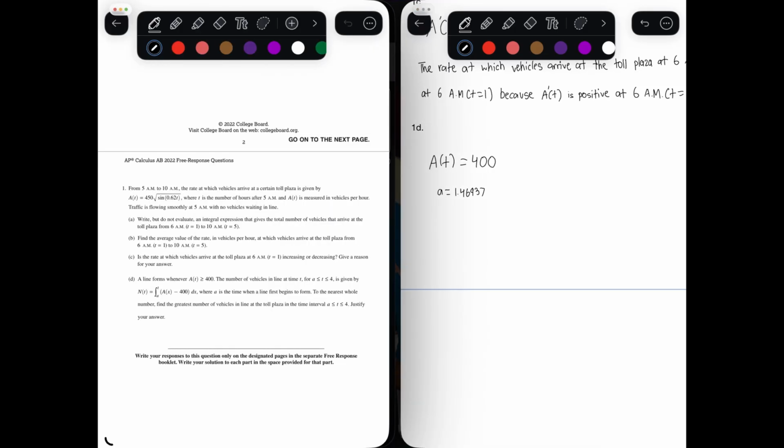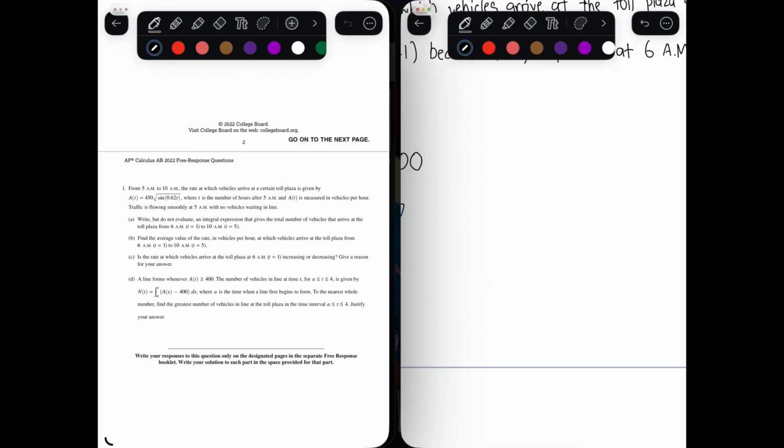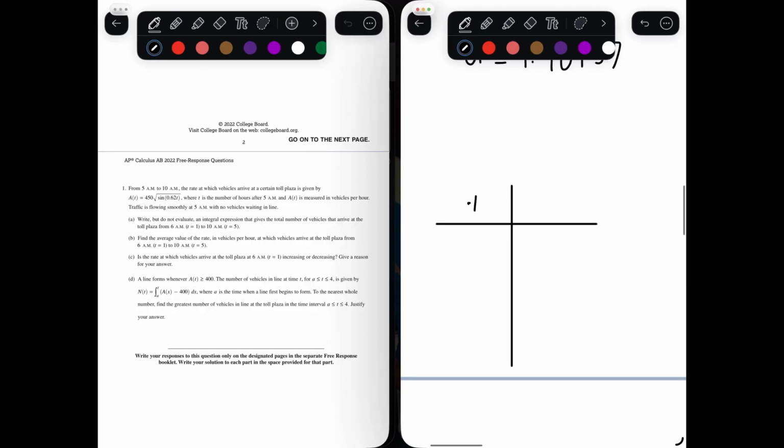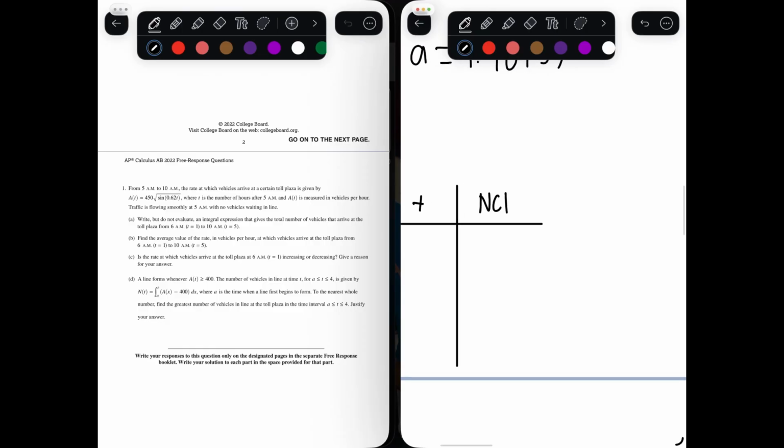So for part D, it says find the greatest number of vehicles in line at the toll plaza. So this is a minimize-maximize problem, so you want to maximize the number of vehicles. Every time I want to maximize or minimize something, I go ahead and put a T-chart, like your XY T-chart. Our X in this problem is T, and the function we're trying to maximize is N of T.